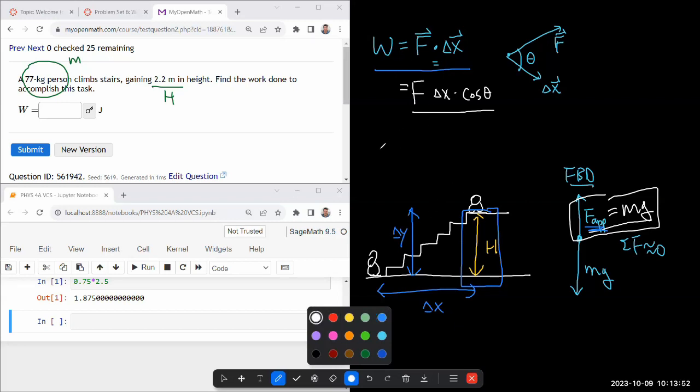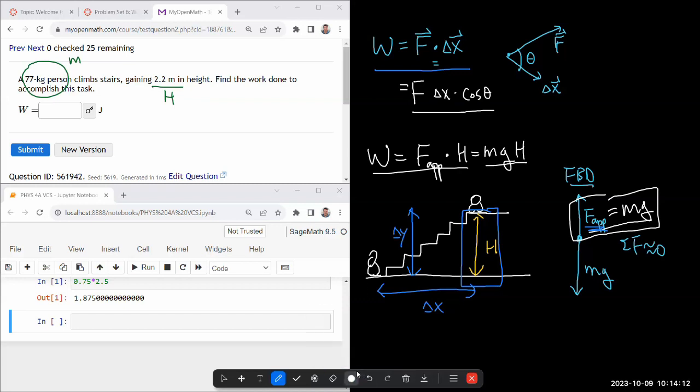So I can say in this context, the work being done is the applied force times the height. And just plug in the numbers. So applied force is mg, so it's going to be mg times height. And if this is looking familiar with some of the other expressions you've seen, like gravitational potential energy, that's because this is how we derive gravitational potential energy. So let me plug in the numbers.